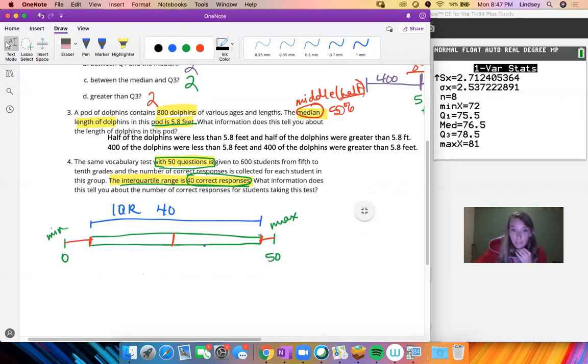So, it says what information does this tell you about the correct responses? Because the IQR, the box, is so large compared to my data set and takes up the majority of it, it shows me that there's a lot of variability in the correct responses. So we can't say either way that all the students did really good and got them all correct, or all of the students did really bad and got them all wrong. Because there's so much variability, we can't say either way. So that's basically what you would say.